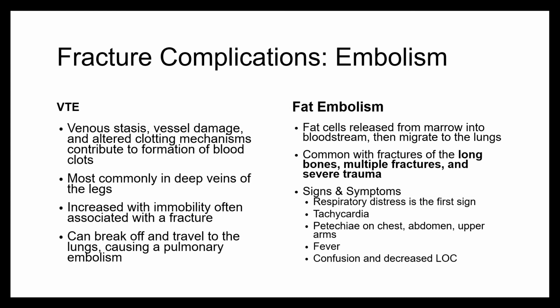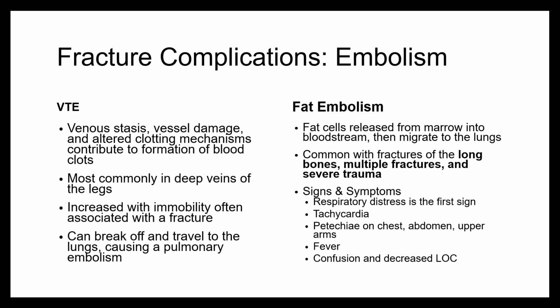Another type of complication we can see in relation to fractures is an embolism. We actually have two types of embolisms that we want to talk about. The first is the VTE, the venous thromboembolism. This is going to occur after fracture or immobilization, such as those of the lower extremities. The longer a patient is immobile, the higher risk they are for the development of a VTE and then the subsequent complications that come with a VTE. As stated there, these can break off and travel to the lungs, causing a pulmonary embolism.